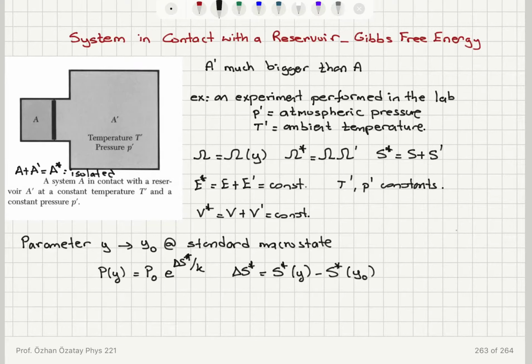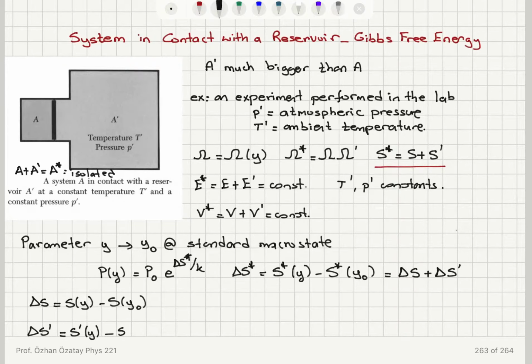And the entropy change, since we have the total entropy equal to S plus S prime, is also equal to the entropy change for system A plus the entropy change for system A prime. And the entropy change for system A will be the entropy for y minus the entropy for value y0, and the entropy change of system A prime is the entropy at y minus the entropy at y equals y0.